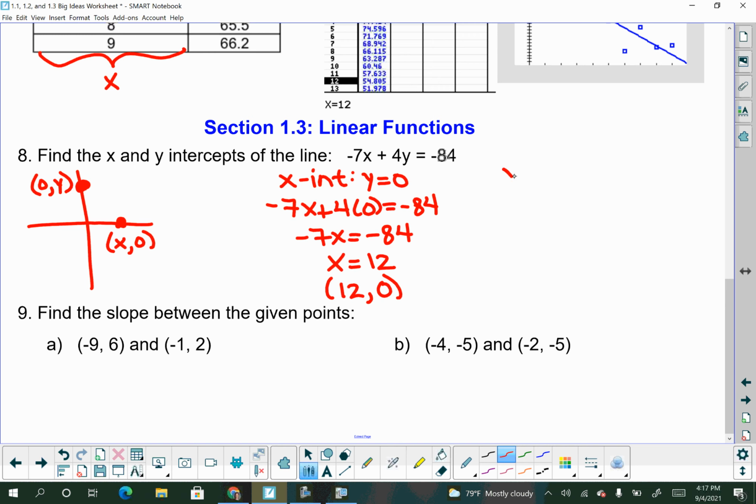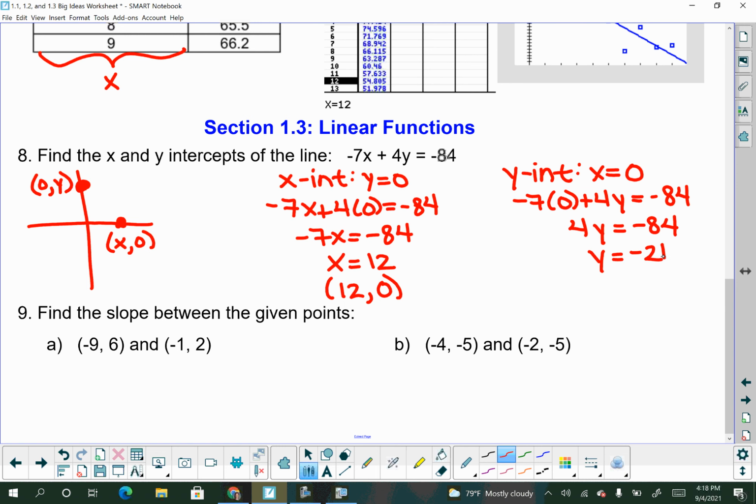If I want to get a y-intercept, plug in 0 for x. -7 times 0 is 0, so 4y equals -84. Again, anything times 0 is 0. It's going to go away. Divide by 4 gives me -21. So 0, -21 is my y-intercept.